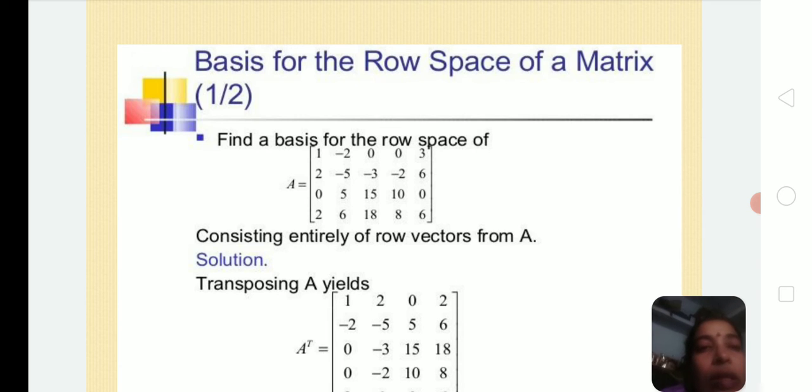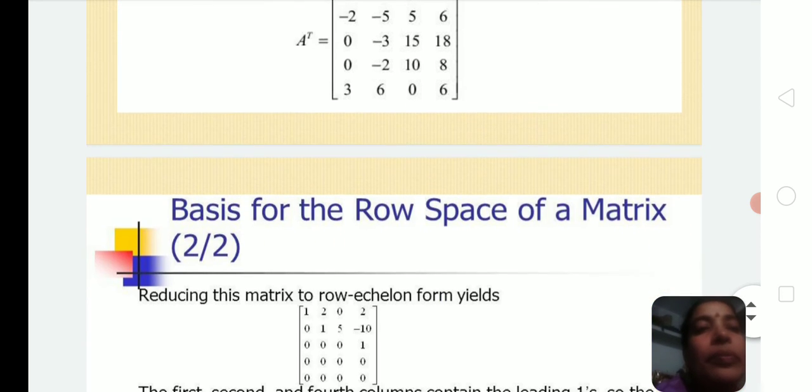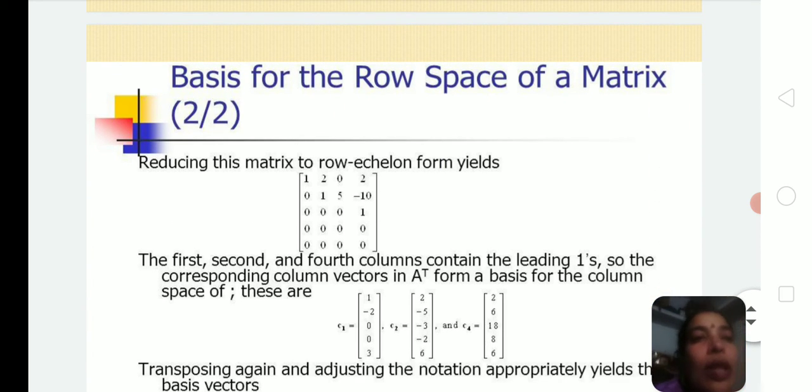Solution. Transposing A yields A transpose = 1 2 0 2, -2 -5 5 6, 0 -3 15 18, 0 -2 10 8. Basis for the row space of a matrix. Reducing this matrix to row echelon form yields 1 2 0 2, 0 1 5 -10, 0 0 0 1, 0 0 0 0, and the last row 0 0 0 0.